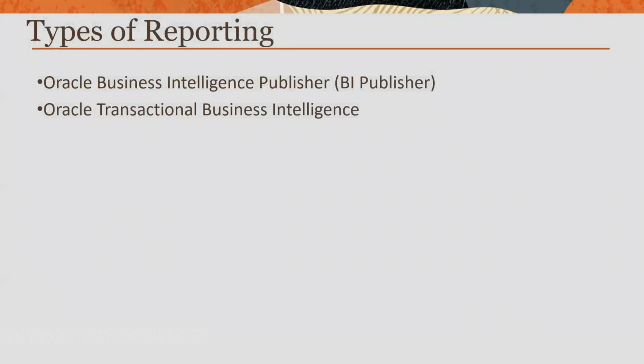Within OBIEE we have two different types of reporting. One is Oracle Business Intelligence Publisher. We can call it a BIP report. In this we mainly use a SQL query, or we can connect with some other sources, and then we can finally build a data model, and then create a report subsequently. This is the first way.